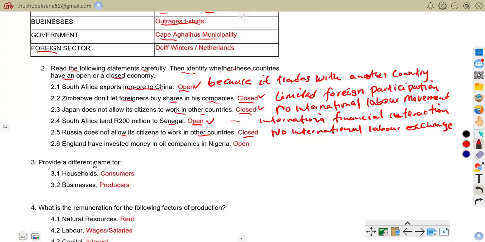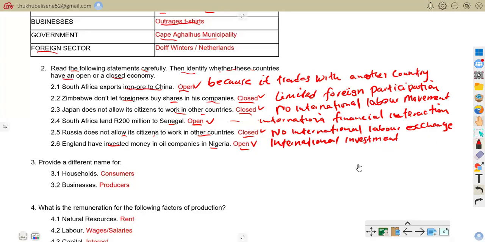Then England has invested money in oil companies in Nigeria. So that is an open economy, because that is international investment. You're saying it's investing money in oil companies in Nigeria. So that is that. Now let us move on to other questions.